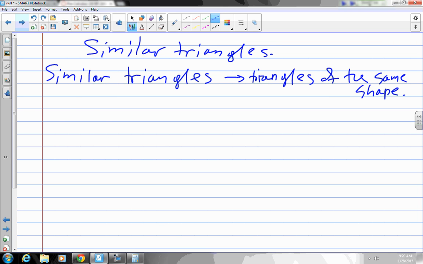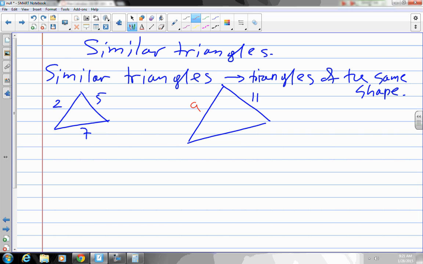So for example, if I have a triangle that has sides, I don't know, 2, 5, 7, right? And then I have another triangle that has the same shape, only it's bigger, and let's say this side is 11. I can find the rest of the sides in this triangle because I can set up little ratios. I can, let's say, call this side A and this side B.